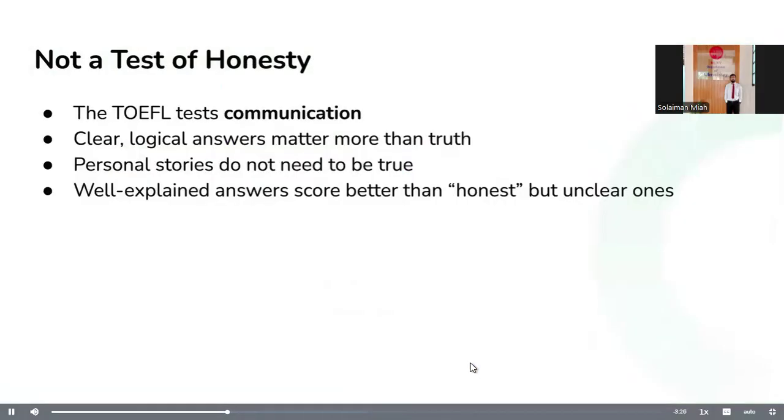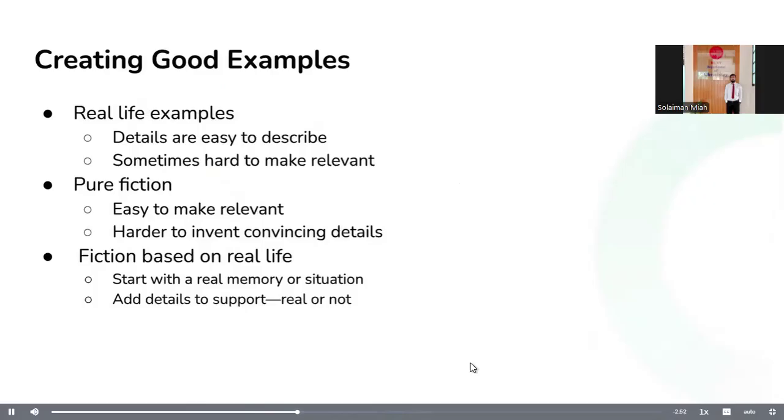Now, you might be thinking about how little time to prepare you have. In fact, you don't have any time to prepare. So it might be hard to think of good examples and details from your life immediately, but it's important to remember that the interview task is not a test of honesty. The TOEFL is testing communication. Clear, logical, and well-explained answers matter more than whether every detail is true. When you're talking about personal experiences, your stories do not need to be true, as long as they sound reasonable and support your point.